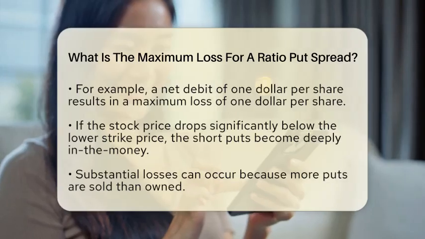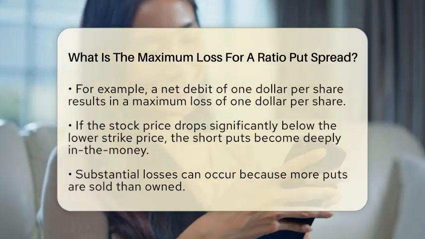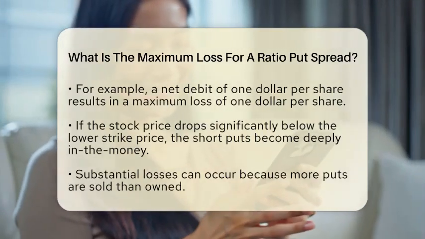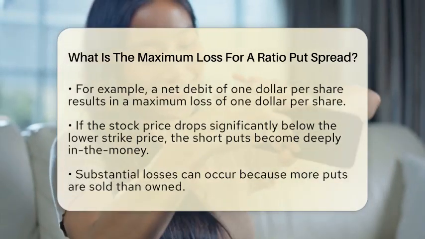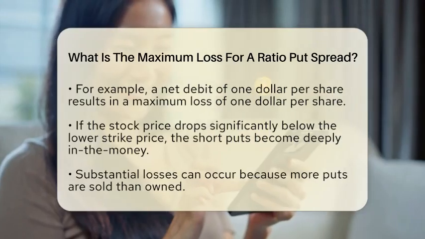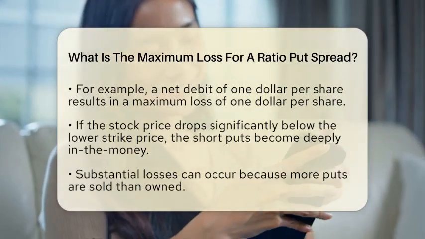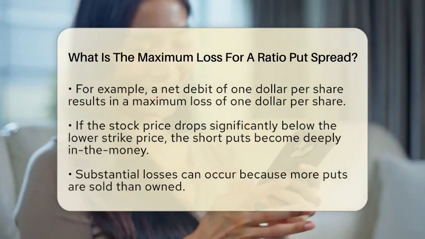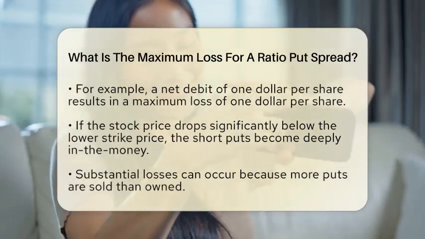If the stock price drops significantly below the lower strike price, which is the strike of the short puts, they become deeply in the money. This can lead to substantial losses because you have sold more puts than you own. The losses from the short puts can exceed the initial debit paid to enter the position.